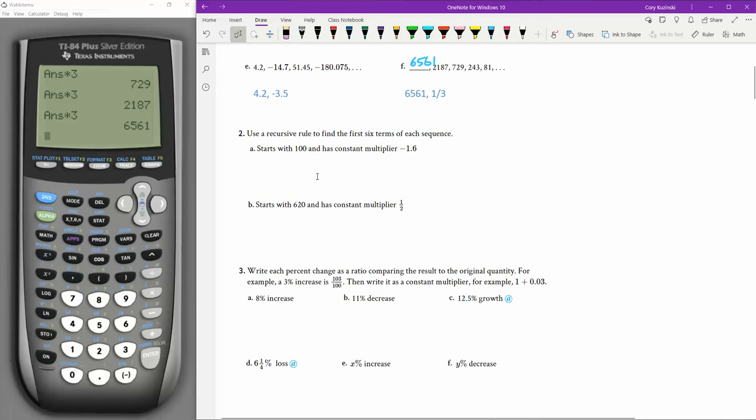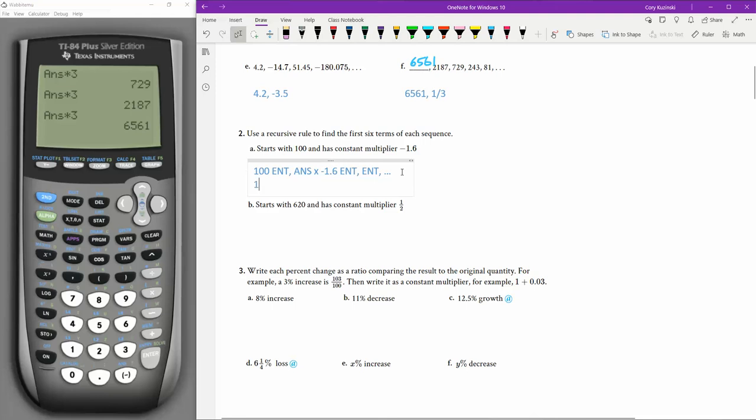Next up, we're going to write a recursive rule to find the first 6 terms of this sequence. Well, the recursive rule is going to be our starting number, followed by hitting the enter button. And then we're going to take our answer and multiply that by negative 1.6 and hit enter multiple times. Won't overdo it, but there we go. So that's our recursive rule. Now let's actually use it.